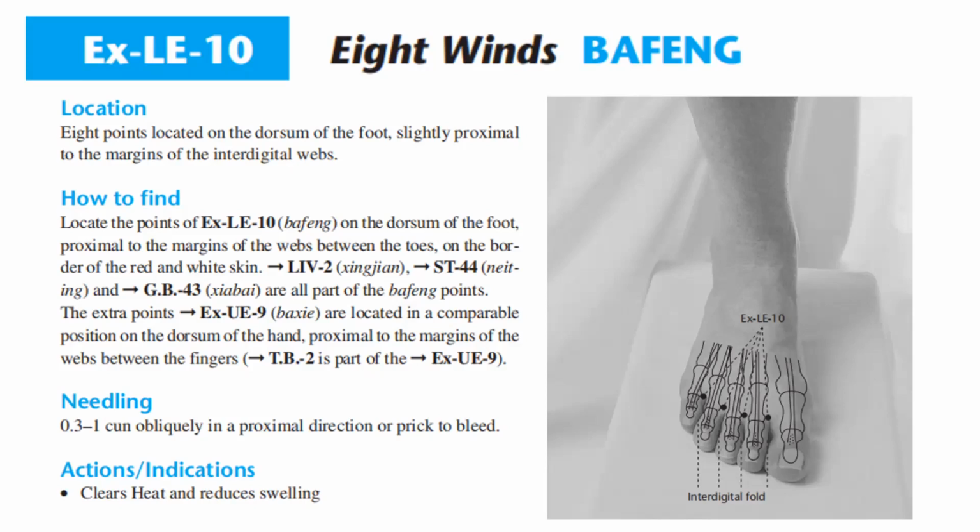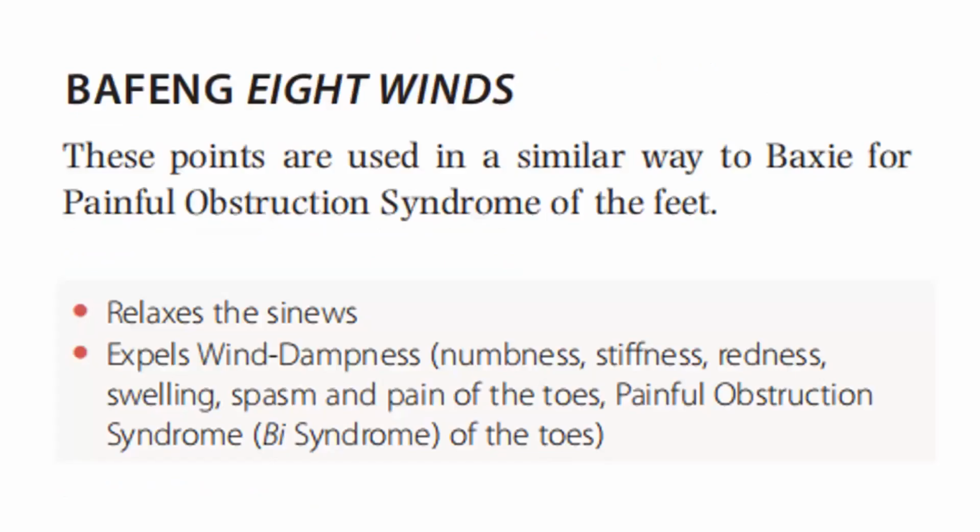TB2 is part of the EX-UE9. Needling 0.3 to 1 cun obliquely in a proximal direction, or prick to bleed. Actions and indications: clears heat and reduces swelling. Bafeng, the eight winds. These points are used in a similar way to Jiaxi for painful obstruction syndrome of the feet. It relaxes the sinews, expels wind and dampness, and treats numbness, stiffness, redness, swelling, spasm, and pain of the toes, painful obstruction syndrome, Bi syndrome of the toes.